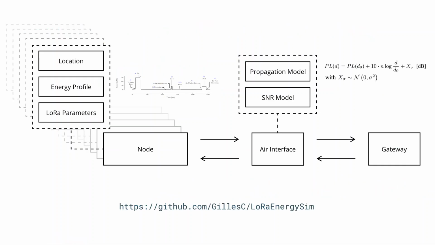To study the effects of channel dynamics on the energy efficiency of the devices and overall throughput, we developed a LoRaWAN simulator. The energy profile of a real device is used, as shown in previous slides, to emulate the energy consumption of the nodes. We used a log distance path loss model with shadowing, where the shadowing term follows a normal distribution. The simulator is open source and is available at the link below this slide.